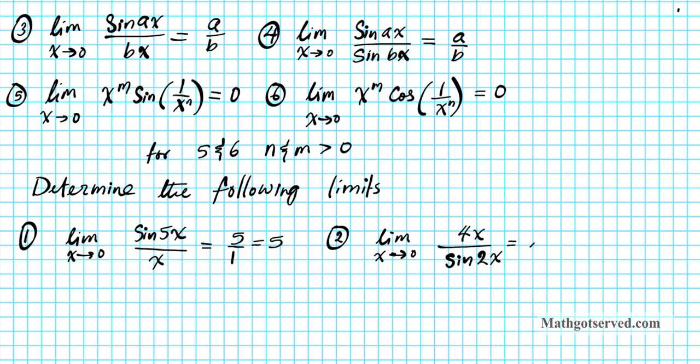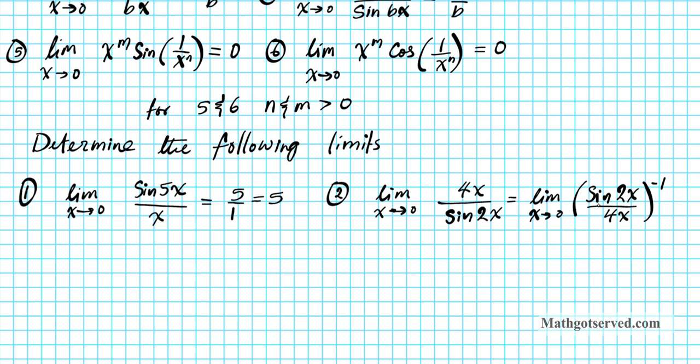So what I'm going to do is write this as the limit as x approaches 0 of sine 2x over 4x. So what did I just do? I reciprocated this expression, so let's raise that to the -1. Okay? So now we're going to take the limit of this expression inside the reciprocal symbol. So this is going to become the limit as x approaches 0 of sine 2x over 4x, raised to the -1 power.